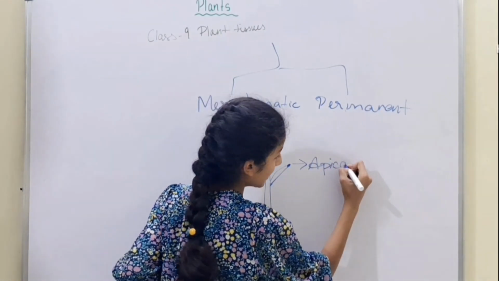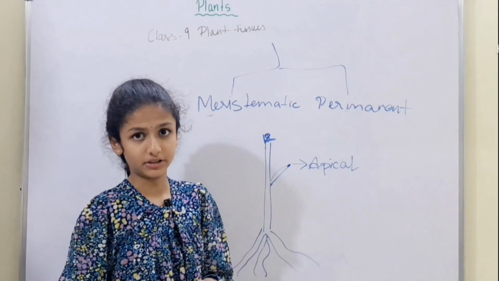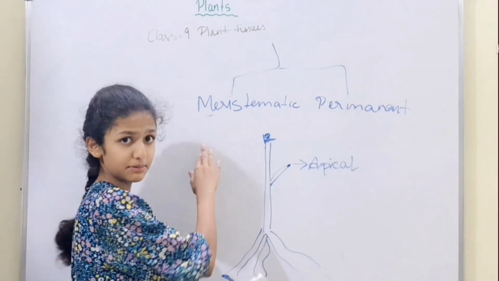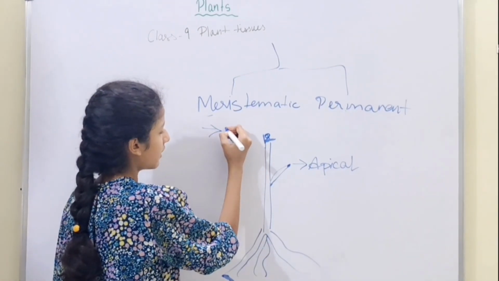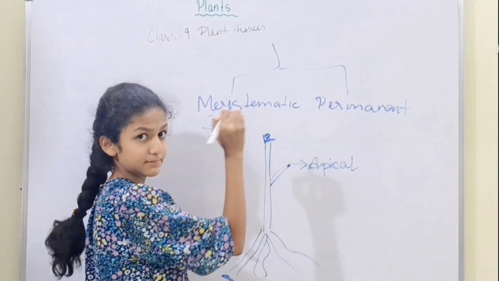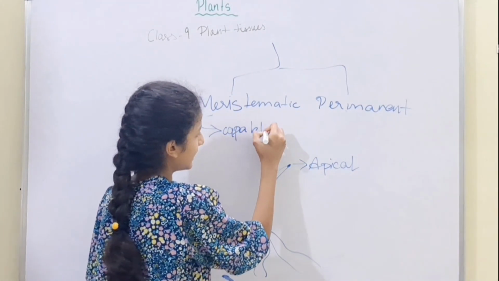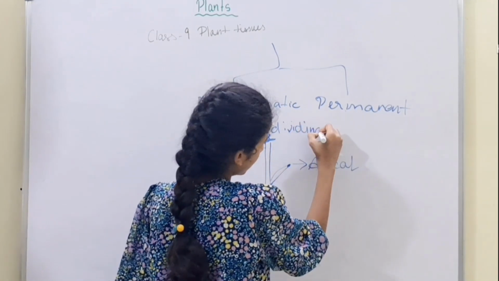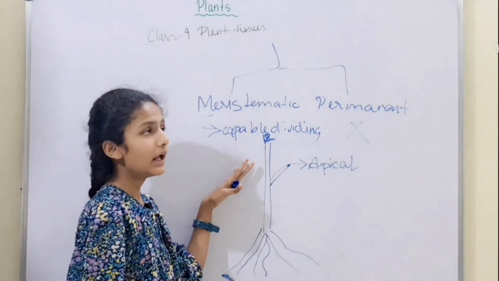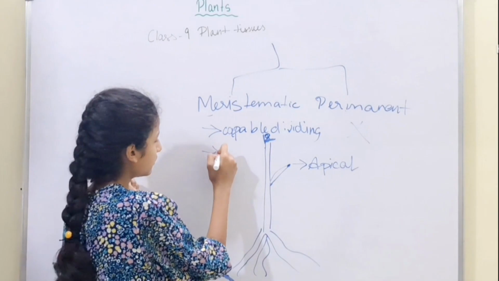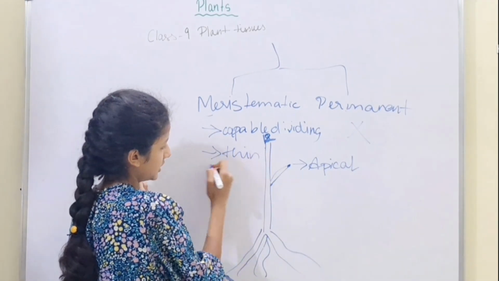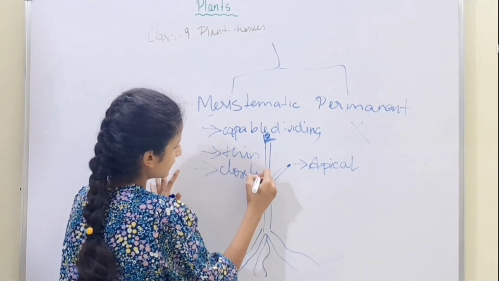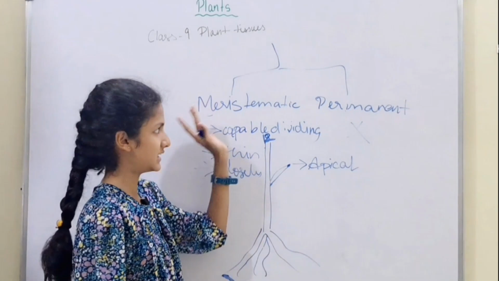Division of apical meristem. I forgot to tell you the two main important things. Why is it divided into meristematic and permanent? Meristematic cells are capable of dividing, whereas permanent tissues are not capable of dividing. They are thin walled, compactly arranged, very closely arranged. So these are the major features of meristematic tissue.